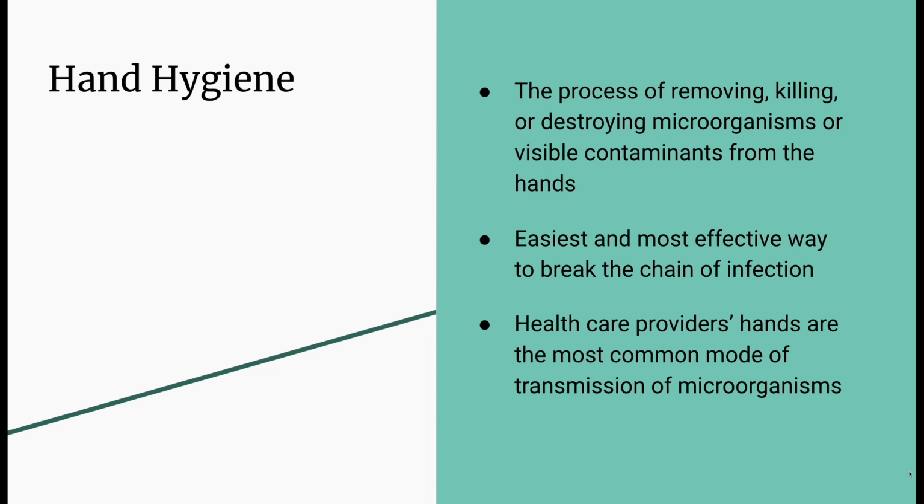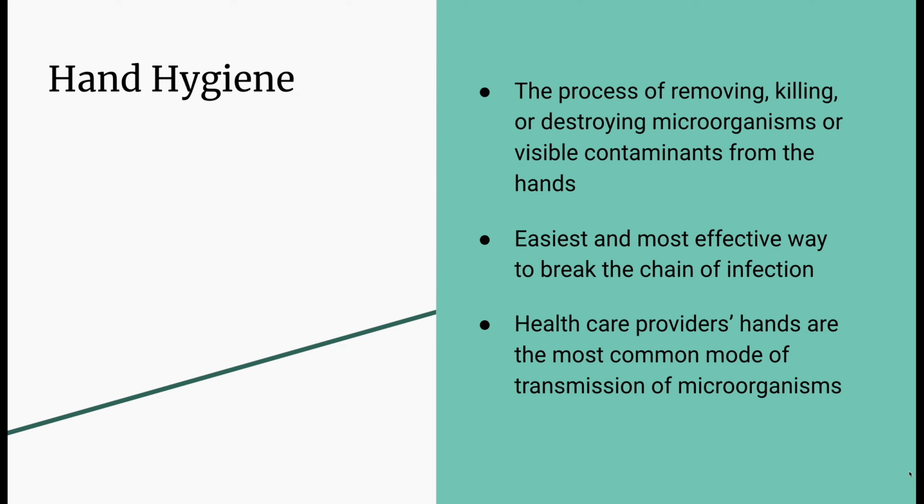Hand hygiene is the process of removing, killing, or destroying microorganisms or visible contaminants from the hands. The easiest and most effective way to break the chain of infection is by using proper hand hygiene at appropriate times during patient care. Knowing when to wash your hands, how to properly wash your hands, and when to use soap and water or hand sanitizer are vital for reducing the spread of infection and keeping yourself healthy.